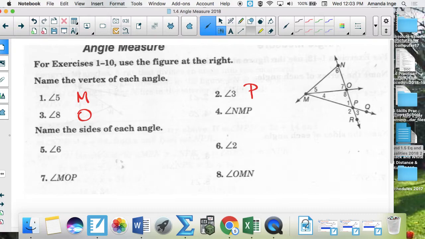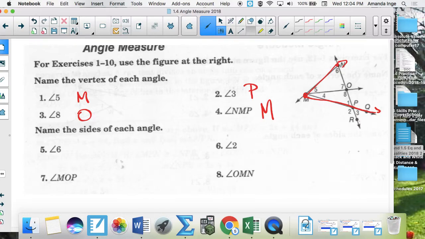All right, take your pencil and point to it. M is correct, but I wanted you to draw the picture so you could see it. What letter's in the middle? M. So we know the letter in the middle is the vertex, if it's got 3 letters.